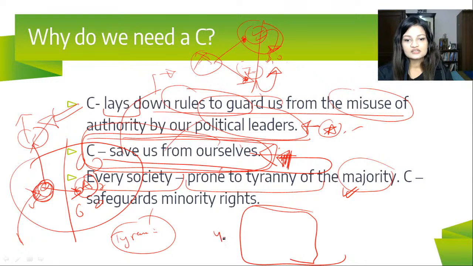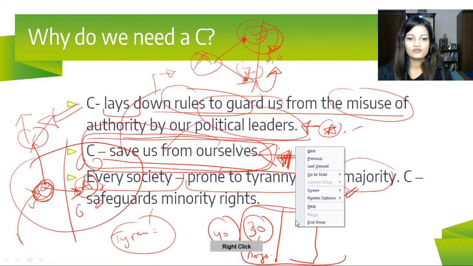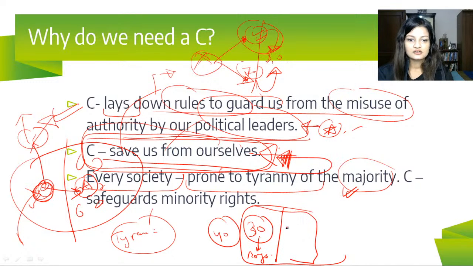We are a class of 40 students and 30 of us are boys, and so obviously 10 of us are going to be girls. Okay, so majority basically means the group whose numerical number is bigger.